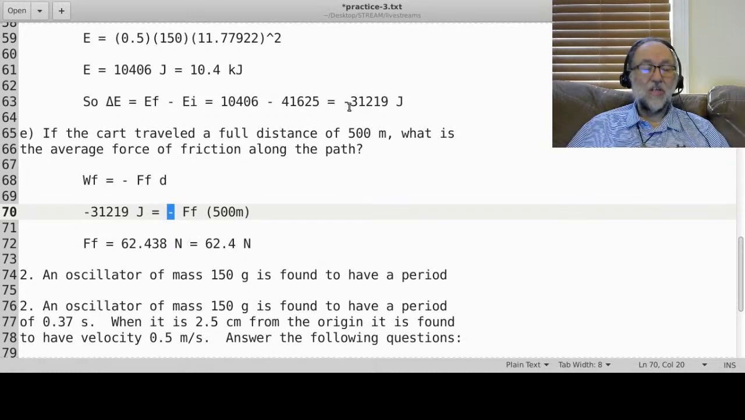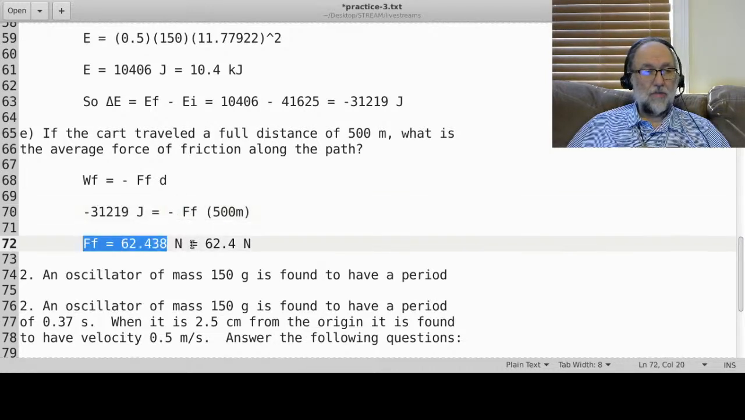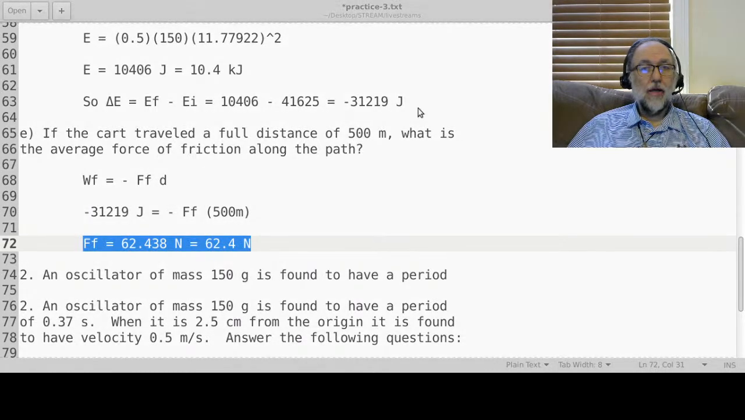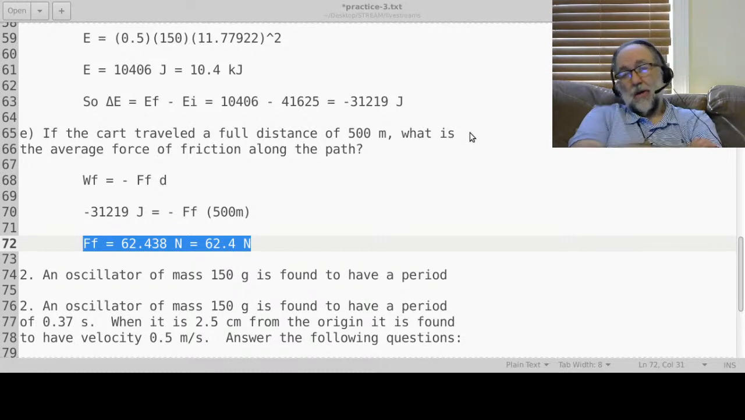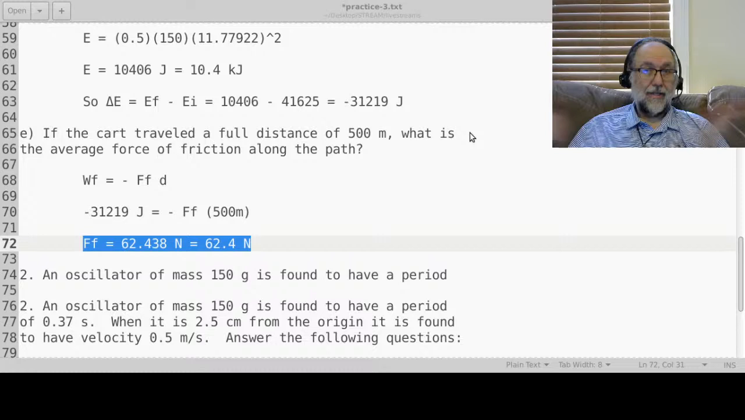The energy is lost, and that's lost because of work due to friction, and work due to friction is always negative. Okay, and so you just divide both sides by 500 and you get 62.4 newtons. Okay, I said average because who's to say that the friction is exactly the same all the way along? It might have been a little bit more at one place, a little bit less at another place, but on average it had to be 62.4, because 62.4 multiplied by that 500 meters is going to give you the 31,219 joules, which was lost to heat. Okay, so there you go.